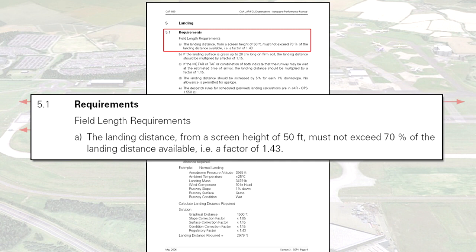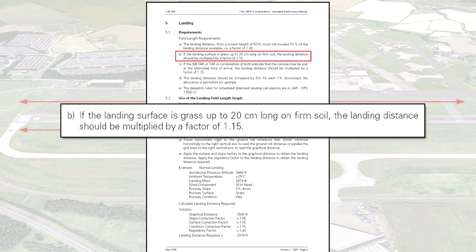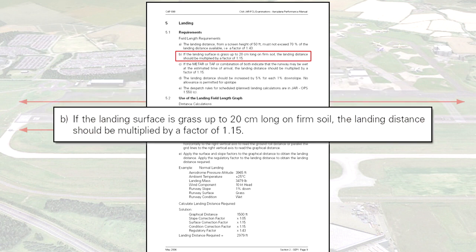Having discussed the regulation requirements detailing the maximum landing distance that must be available at a destination airfield or alternate airfield, we will now examine in detail the regulations governing how the landing distance is calculated given non-standard conditions. In CAP 698 section 2, at the top of page 9 under point B, we read that if the runway is of grass up to 20 centimeters high, the landing distance should be multiplied by a factor of 1.15. This would effectively increase the landing distance by 15%.